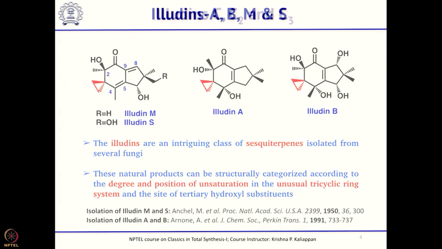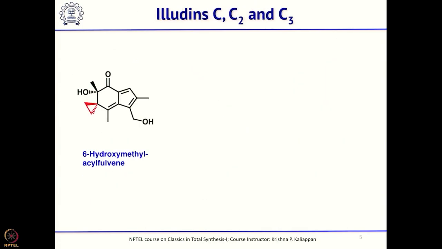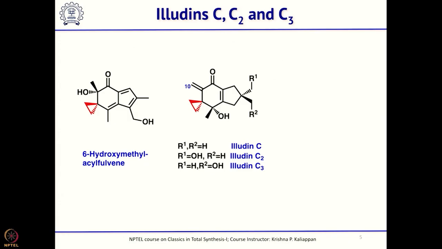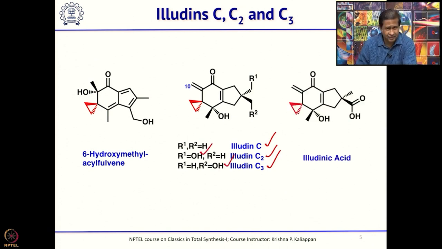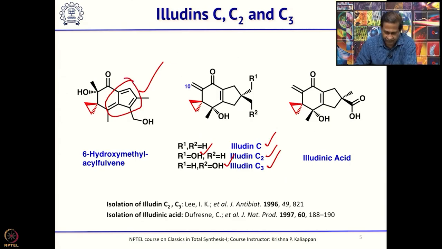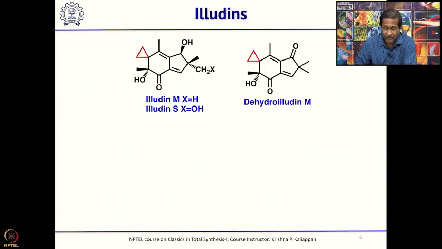They are quite old, and there are few more Illudins. You can see Illudin C, Illudin C2 and C3. Okay, they differ by the presence of OH, and again they have the same core structure. And Illudinic acid, where the CH2OH is further oxidized, you have the carboxylic acid. And this is another natural product called 6-hydroxymethyl acylfulvene. So the fulvene you can see here, this is the fulvene subunit of this natural product. Then you also have oxidized version.